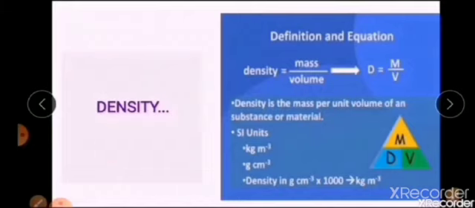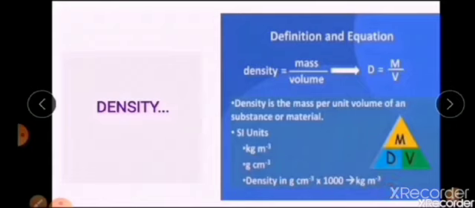As usual, the SI unit of density is kilogram meter raised to minus 3. The other smaller unit, if you consider, you can write as grams centimeter raised to minus 3. This is the relation to convert gram centimeter raised to minus 3 to the SI unit: you have to multiply it by 1000. This is very useful when you come to your numerical part, so learn the conversion properly.